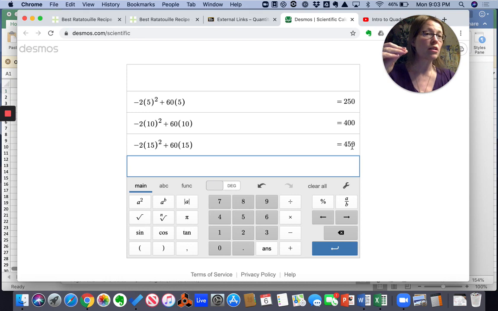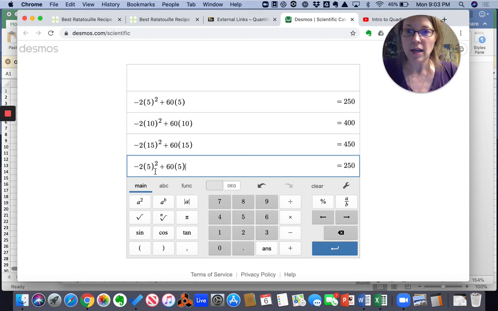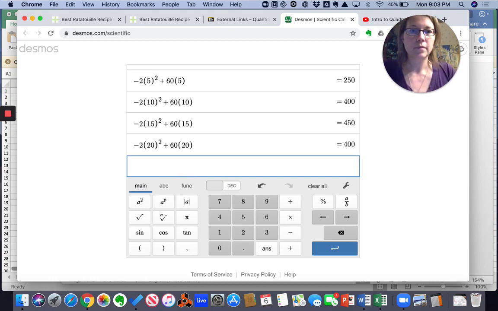A linear equation, if you're plugging in 5 numbers apart, then all of your outputs should be the same distance away from each other. So here's another confirmation. This is not linear. Okay, let's try plugging in 20. Ooh, we've started to go down again. I think we found our vertex is somewhere between 10 and 20, probably somewhere around 15.